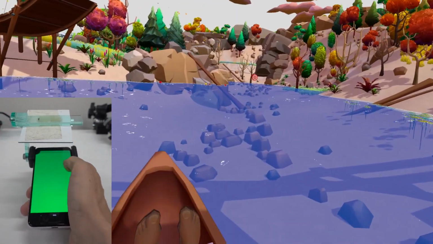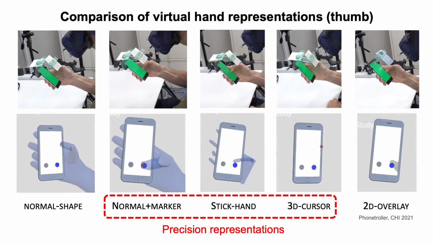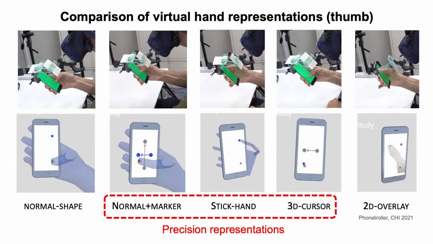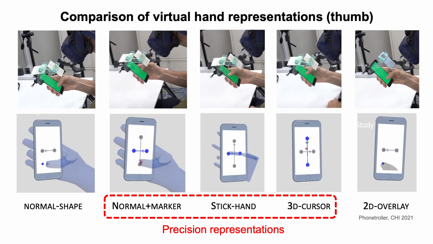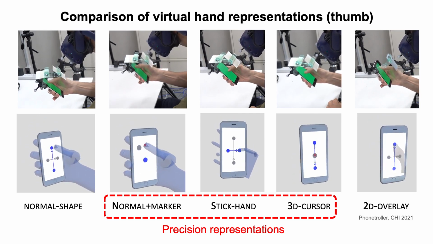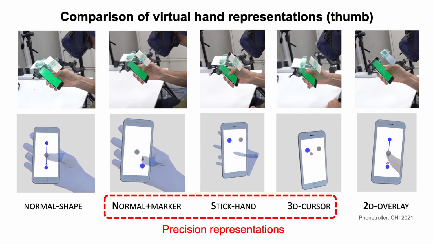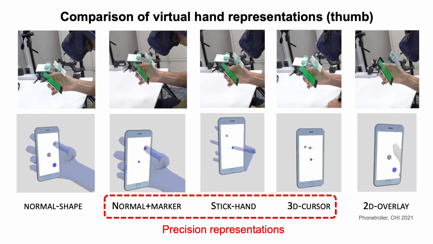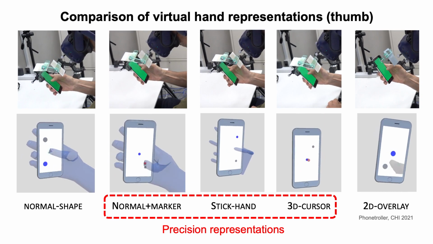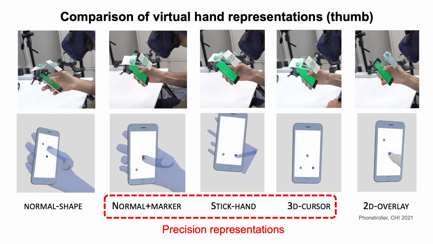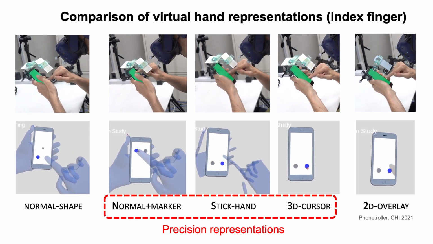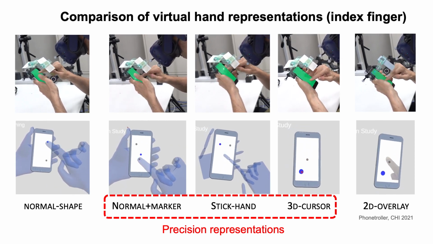In a controlled experiment based on tapping and tracing tasks, we evaluate performance for single-finger touch input and compare 4 3D hand representations. A normal hand, a hand with markers on the fingertips, a simplified hand with stick-like fingers, and a 3D cursor, with 2 baselines, a flat 2D overlay directly showing the camera feed used in previous work, and a no VR condition where the phone is used normally.